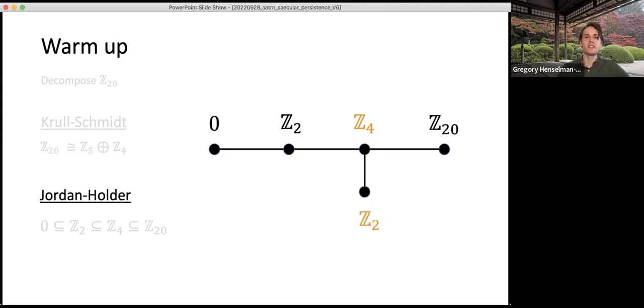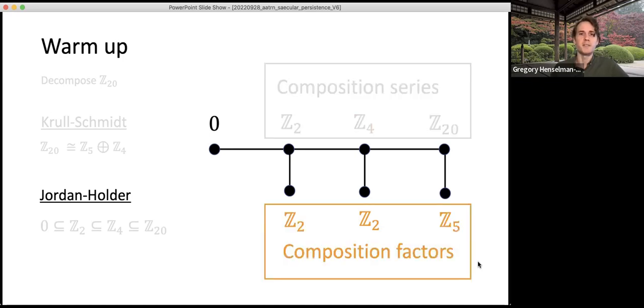And if you like, you can dangle that quotient underneath the thing it corresponds to, just to help you remember. And you can do this in all three cases. So Z2 quotient by 0 is Z2, and Z20 quotient by Z4 is Z5. Okay, so we call this nested sequence of subgroups a composition series. And we call the corresponding collection of quotients the composition factors.